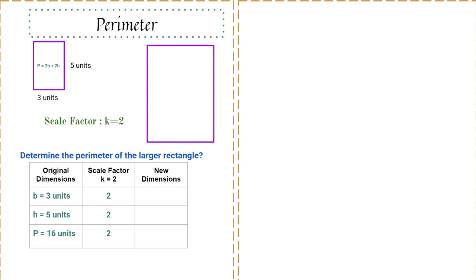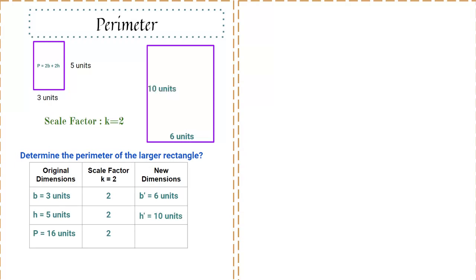We don't necessarily need to know the dimensions, but I'm going to share that with you so that you can relate it to the rule that you're going to learn. So given the original image, I see the base is 3 units. If I multiply that by my scale factor of 2, I will get 6 units for the new base of my larger figure. The height of the original rectangle is 5 units times the scale factor of 2 will give me my new height of 10 units.